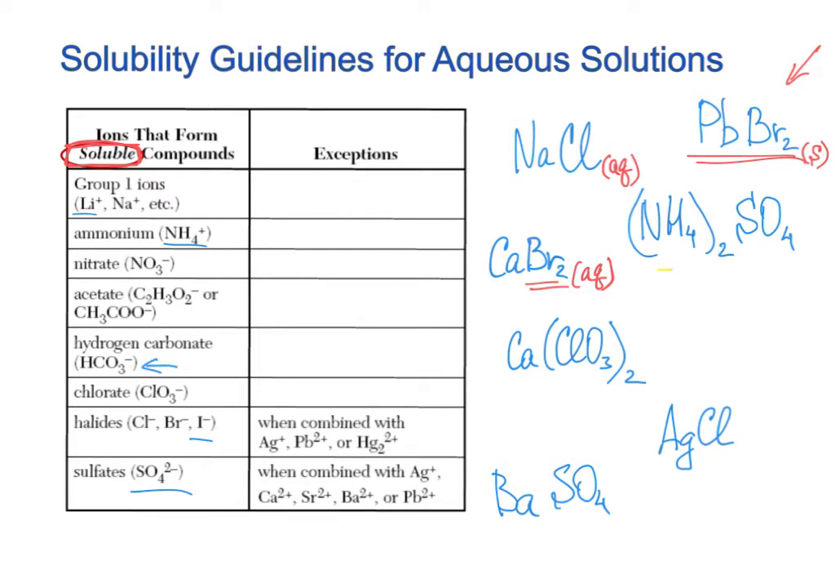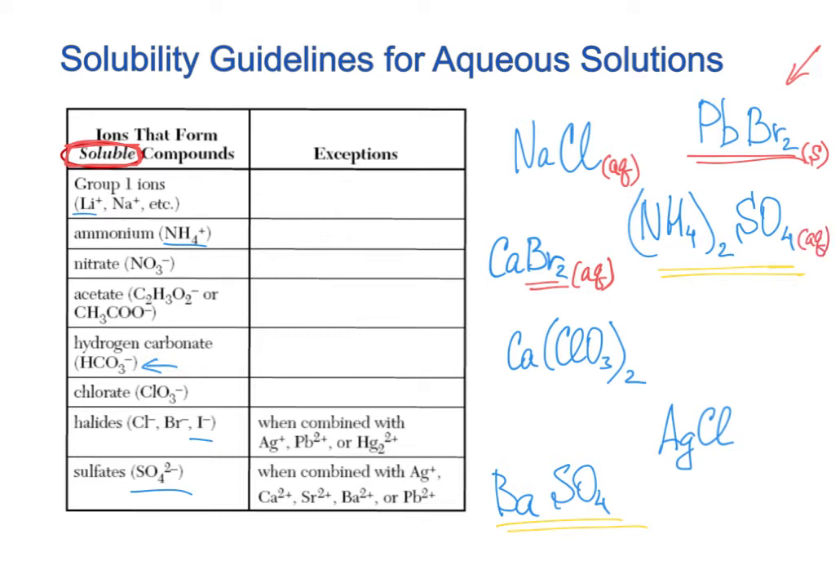Now let's look at two sulfates, ammonium sulfate and barium sulfate. What about them? Are they soluble or insoluble in water? Well, if we check our table, we will see that sulfate usually forms ionic compounds that are soluble in water, unless it's with one of the exceptions. So we're checking the exception box, and ammonium ion is not one of the exceptions. That means that our ammonium sulfate is going to be a soluble compound. It will dissolve in water just fine and will form an aqueous solution.